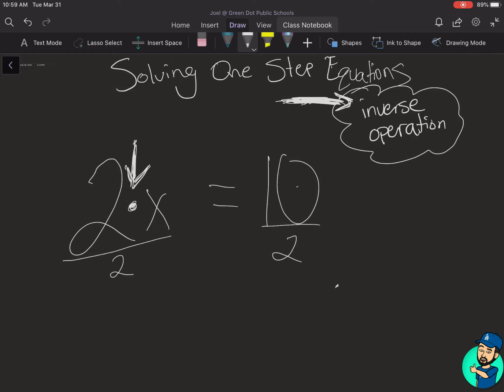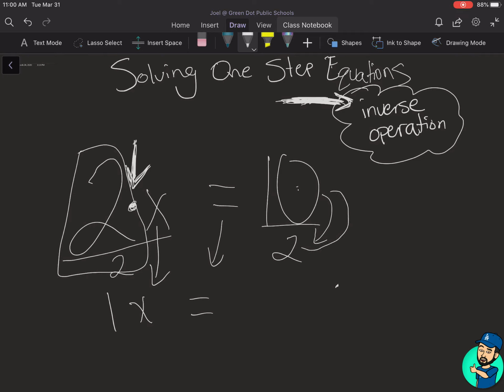And 2 over 2 is 1. Don't forget the x. Bring down the equal sign. 10 divided by 2, or 10 over 2. Or, how many times can 2 fit into 10? That is 5. 1x is the same as just x. So x equals 5. Now let's check our work.